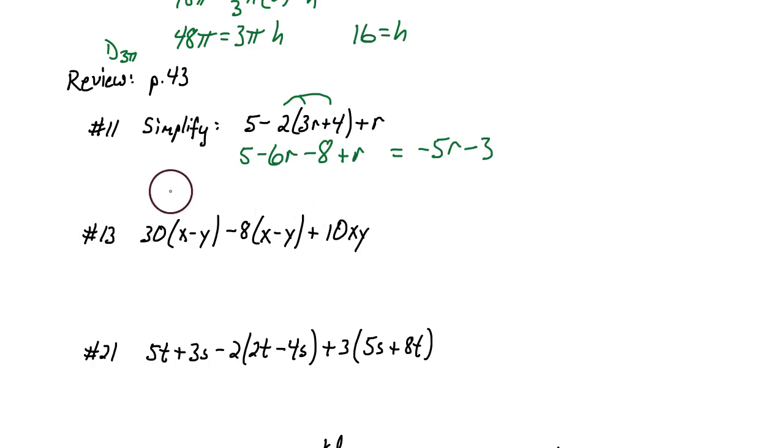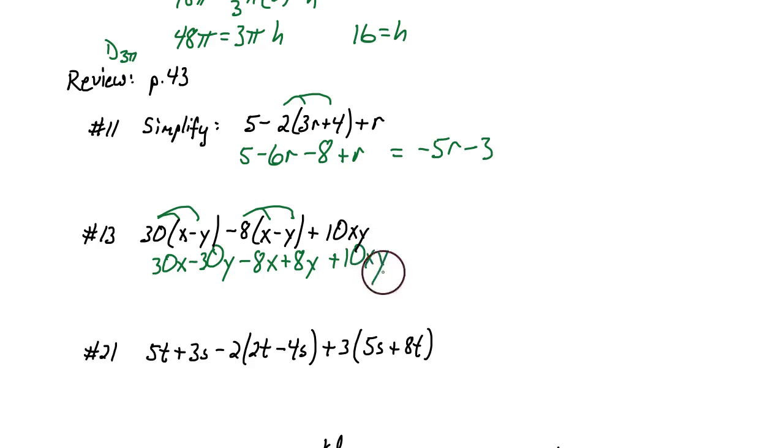Number 13 has some distributive property here, and then here in the middle. 30 times x is 30x. 30 times negative y is negative 30y. Negative 8 times x is negative 8x. Negative 8 times negative y is positive 8y. Then on the end there's the plus 10xy.